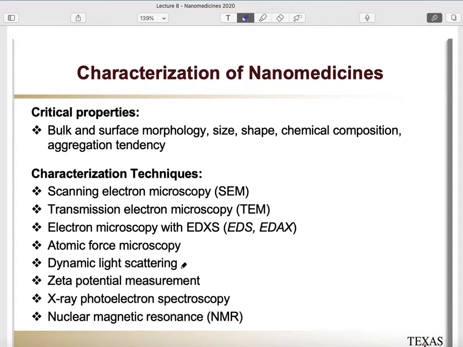One last thing is that dynamic light scattering requires a significant difference in the refractive index between the nanoparticles and the medium. Otherwise, the light scattering signal will be very low.